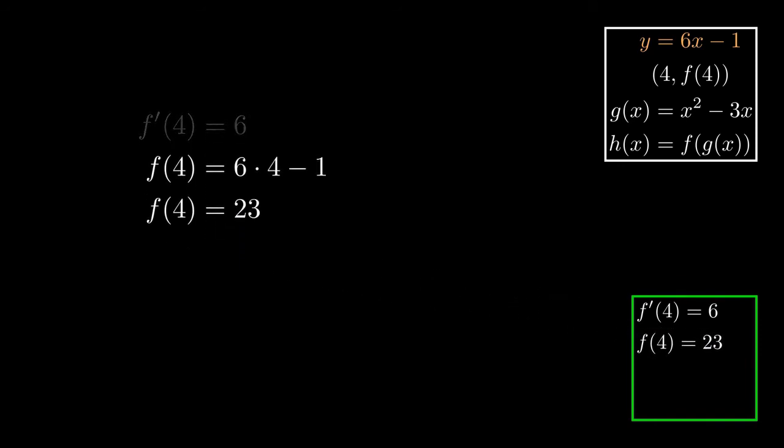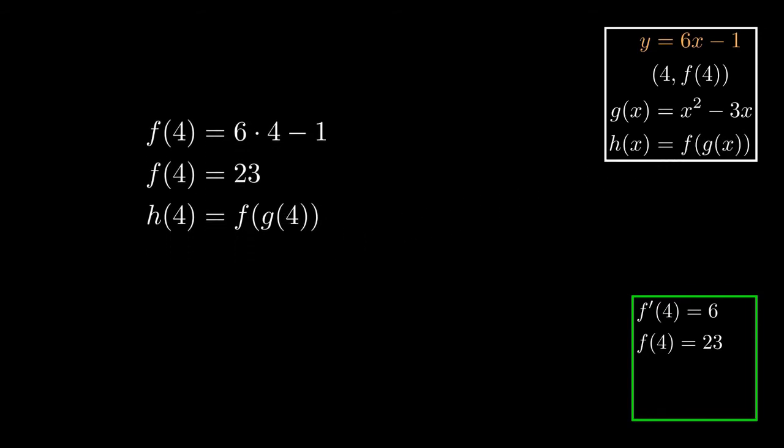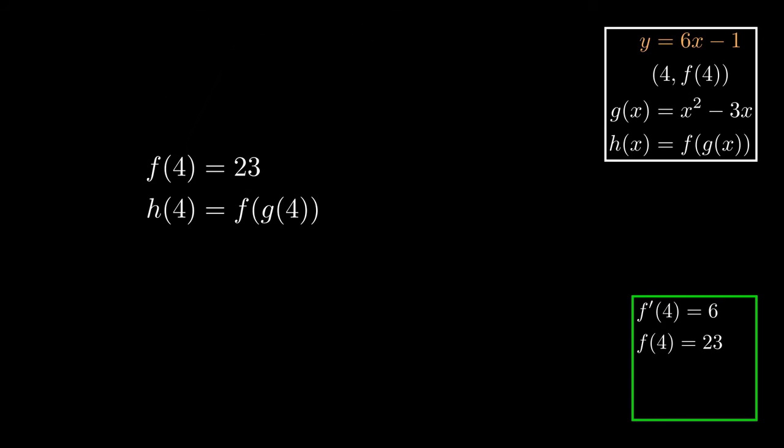Now let's move to the C part. Here we want to find the value of h when x equals 4. Let's take the definition of h and put 4 in for x. So we have f of g of 4. We have the function g, so we can just put 4 into there.